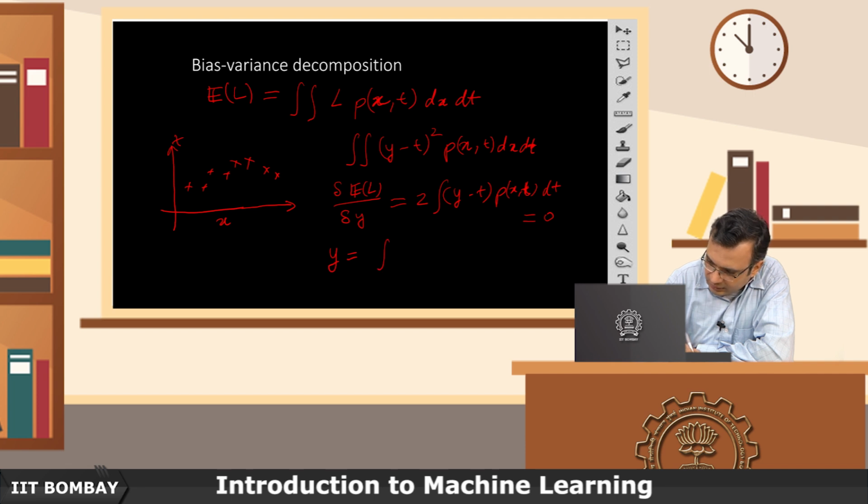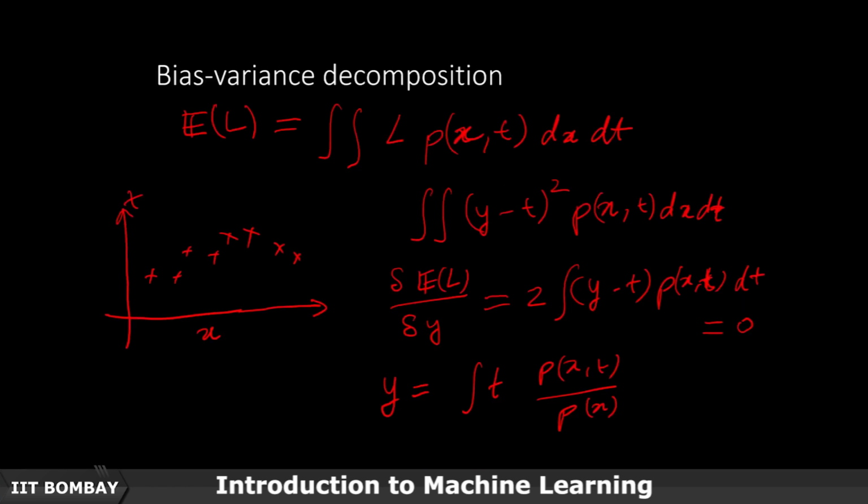All right. So what this means is that your ideal y is going to be the integration of t p(x,t) divided by p(x). That comes from that integration over dt. And what is this quantity? By Bayes theorem, we know that this quantity is the conditional distribution. So what we will get is, your y should be the expected value of t, if you take the distribution of t given x.